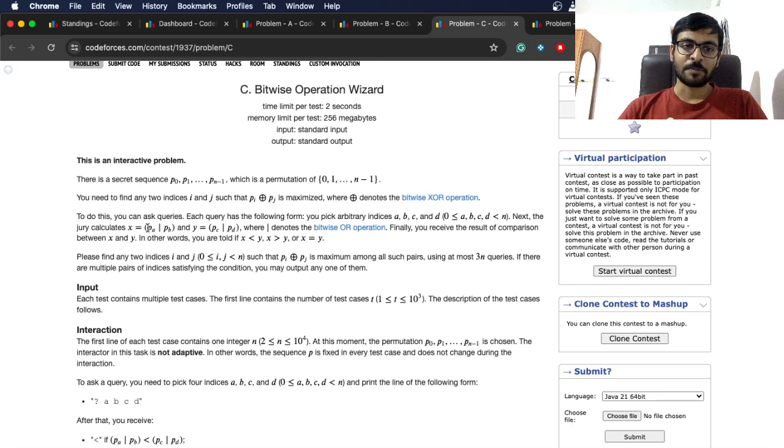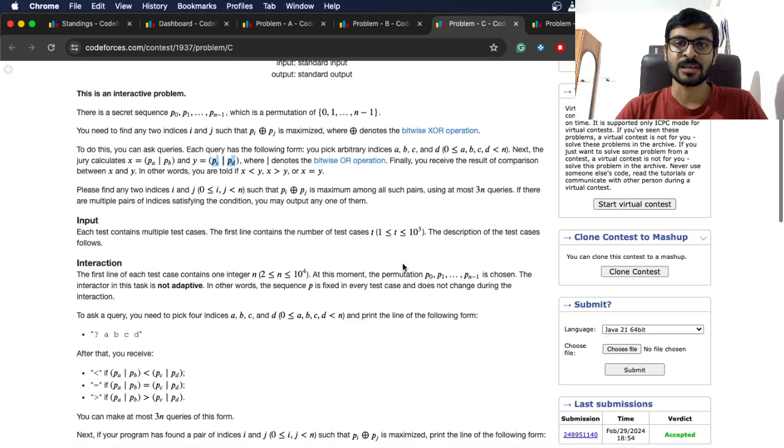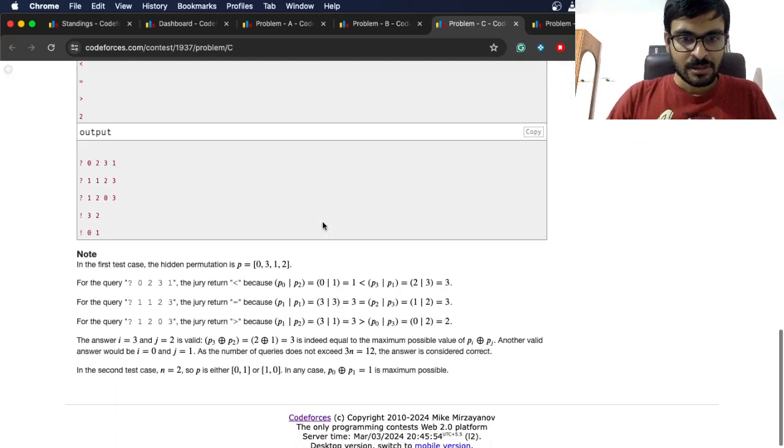And we can ask that, okay, PA OR PB. So if we send A, B, C, D, the jury will calculate PA OR PB and PC OR PD, and will return the comparison, whether this first bitwise OR is greater, or lesser, or equal to the second one. Let me take a quick example.